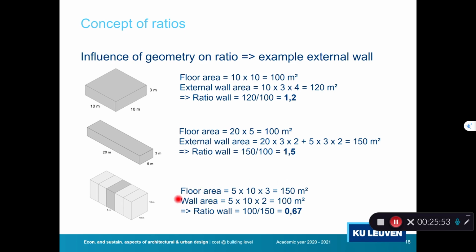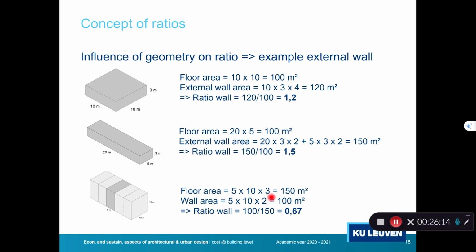My external wall area is now limited because I have only 2 external walls, one in the front and one in the back. My front facade is an external wall of 5 meters by 10 meters, is 50 square meters, and the same for the back facade. So I have 100 square meters in total.